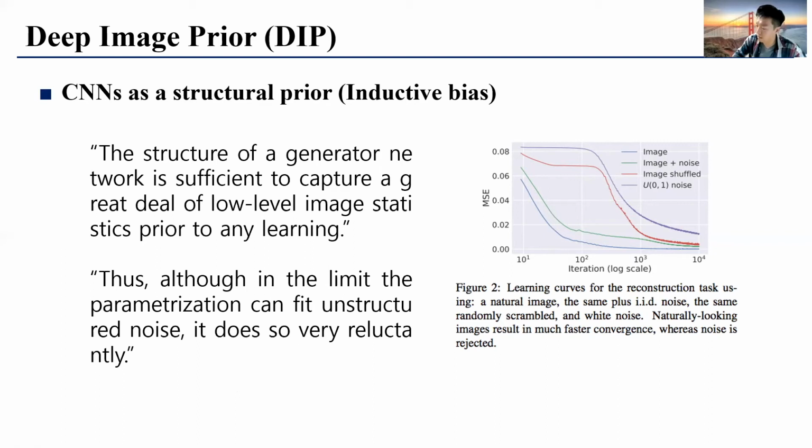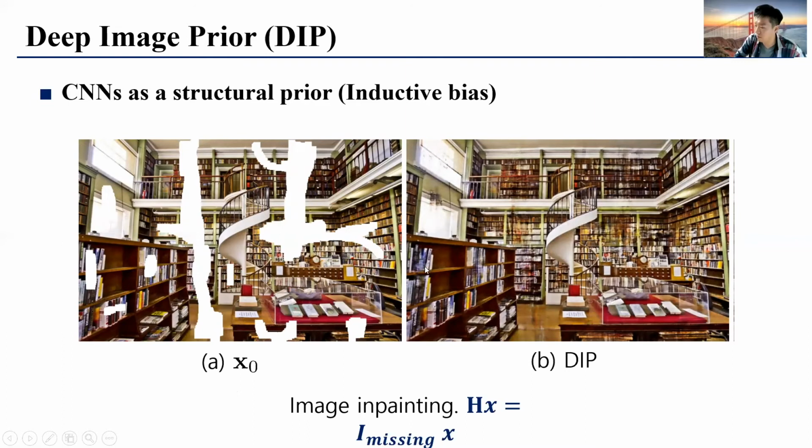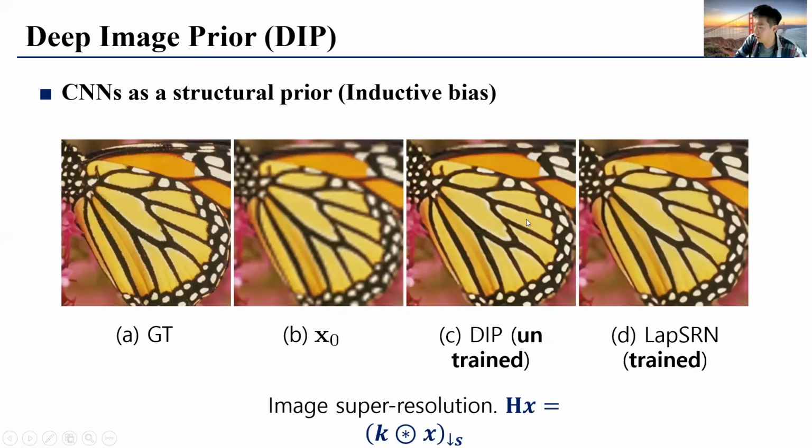By using such a technique, they show that compared to the conventional optimization-based method, it surpasses the performance. And because it is quite flexible, by just plugging in a different forward model, it could solve image inpainting and super resolution as well. And when compared with the state-of-the-art trained supervised learning super resolution network of that time, it still gave quite comparable results.